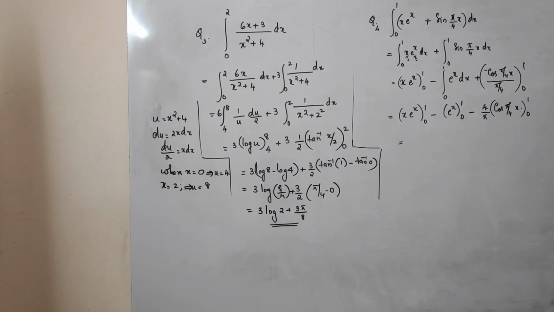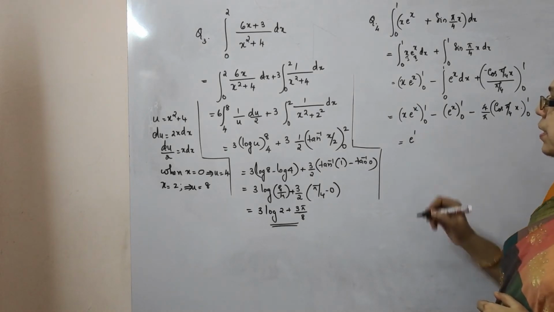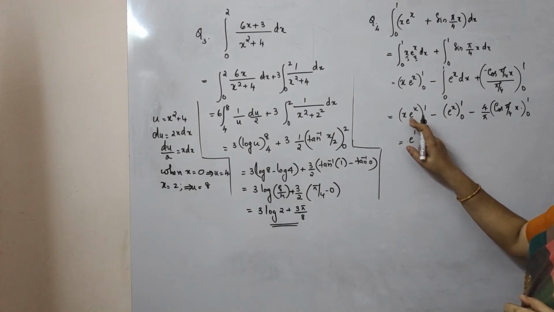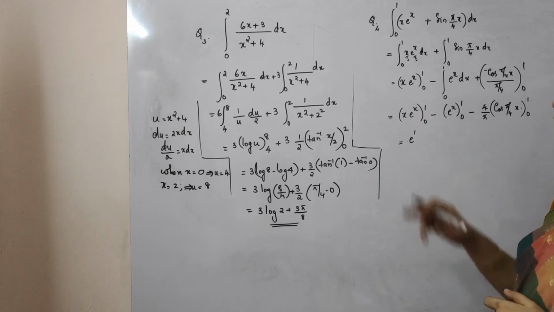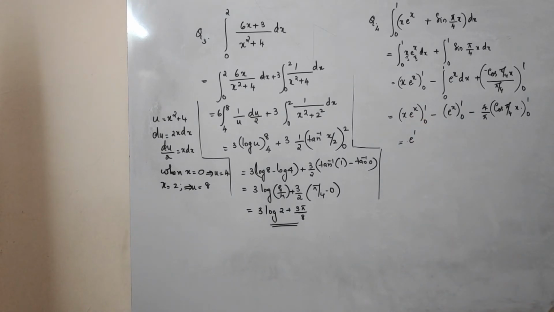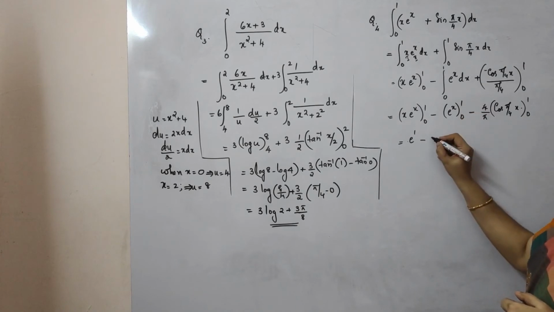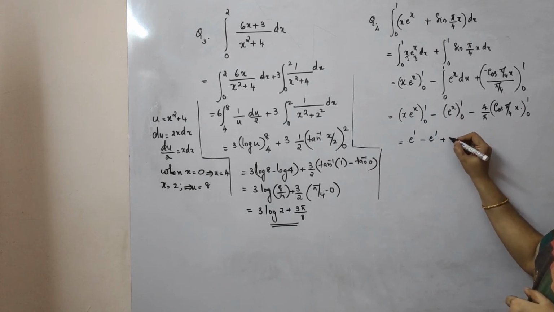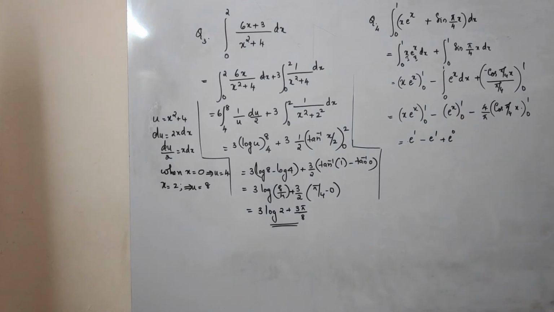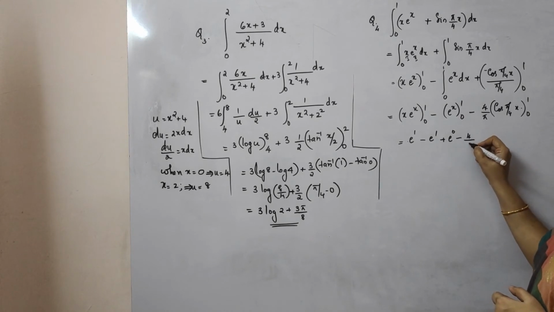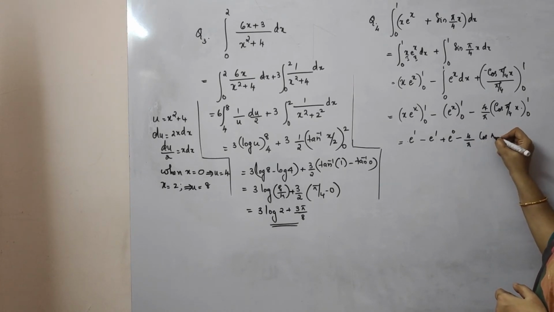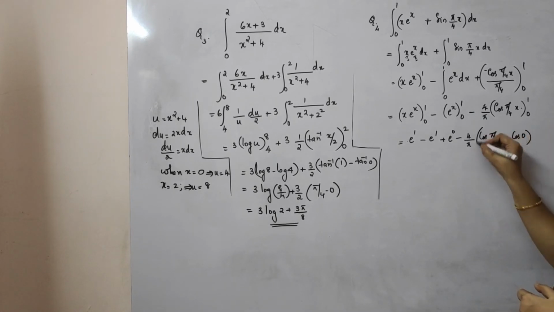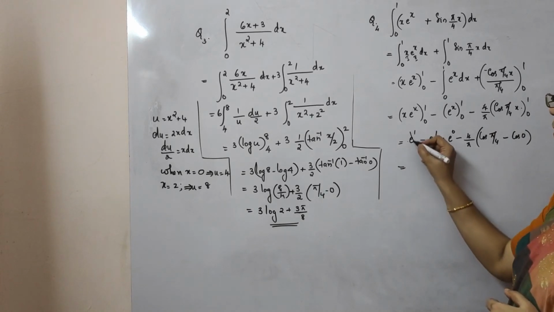Now I apply the upper limit and lower limit. When I apply the upper limit, 1 into e raised to 1, that is e raised to 1, minus 0 into e raised to 0. e raised to 0 is of course 1, but 0 into e raised to 0 gives you 0, minus this part, e raised to 1 minus of minus plus e raised to 0. e raised to 0 is now going to be 1 minus 4 by pi into cos pi by 4 minus cos 0.